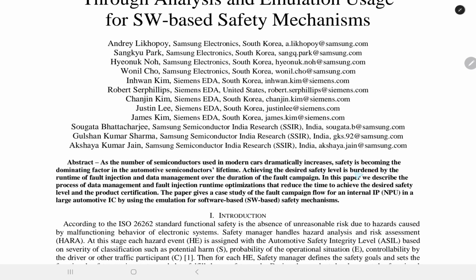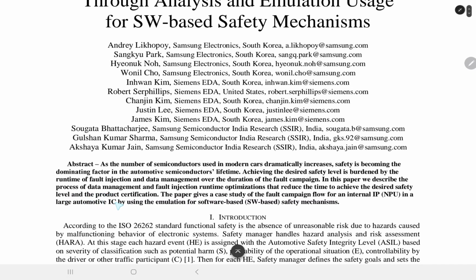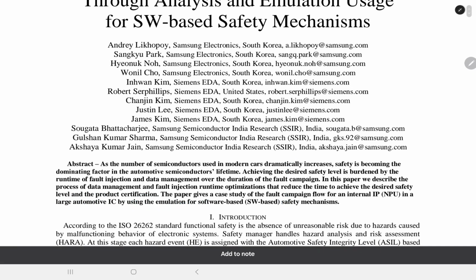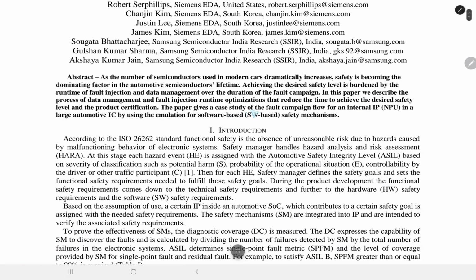Achieving the desired safety level is burdened by the runtime of the fault injection and data management during the fault campaign. This paper describes the process of data management and fault injection, run optimization, and the reduced time to achieve the desired safety level and the product certification. This paper gives a case study of the fault campaign flow for the internal IP NPU in a large automotive IC using emulation for software-based safety mechanisms.